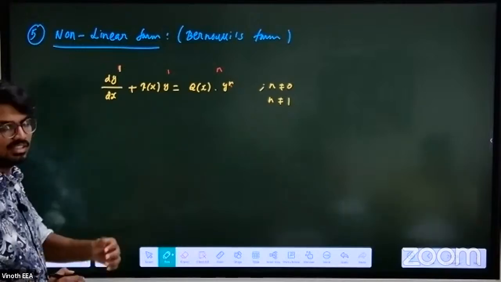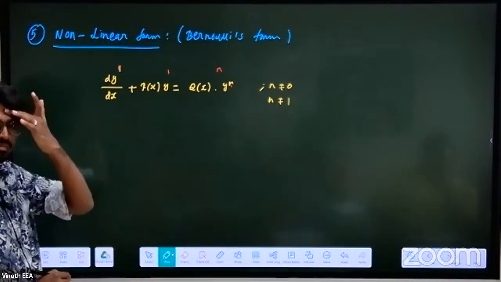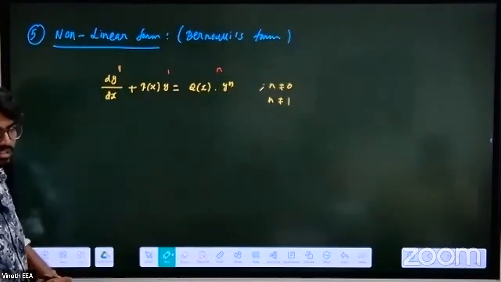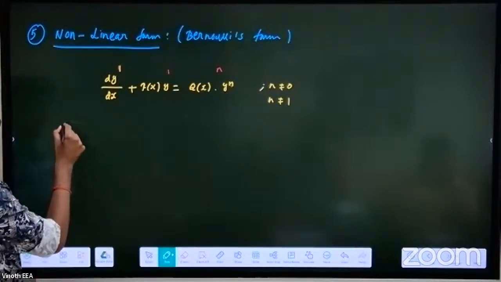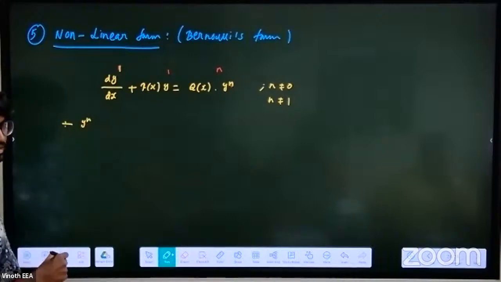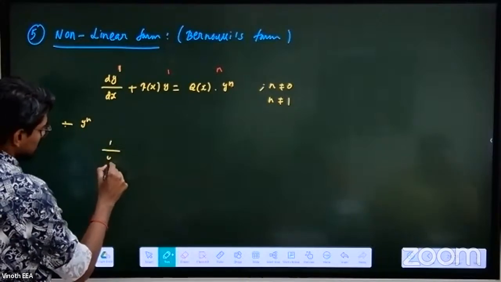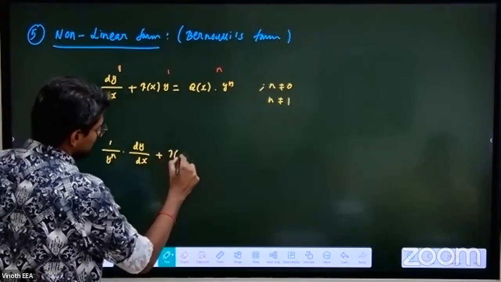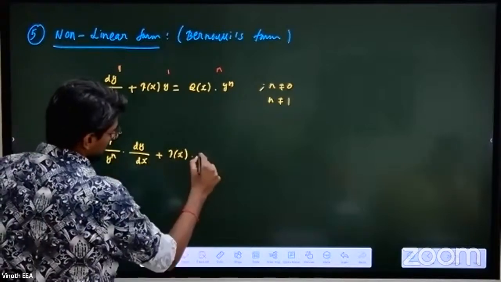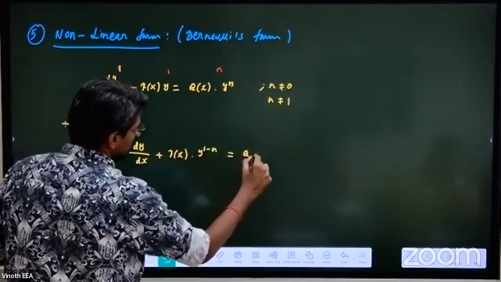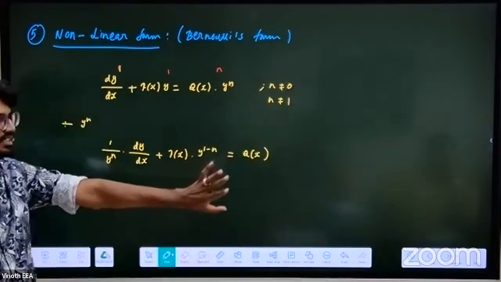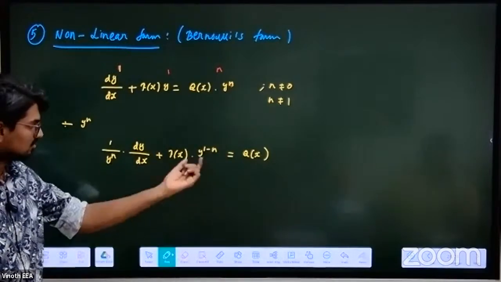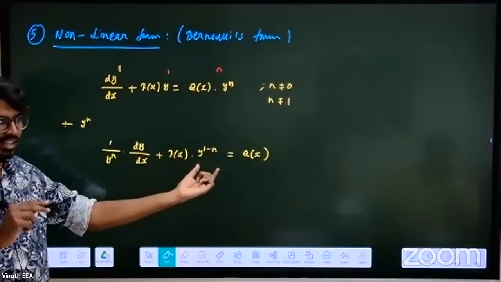Compared with the linear form, what is the issue with this method? The right hand side has an extra term y power n. So first I need to remove that y power n. Divide both sides by y power n. This becomes 1 by y power n into dy by dx plus p of x into y power 1 minus n, which is equal to q of x. Now the right hand side has been rectified. What other issue do we have? p of x into y power 1 minus n, but I need y power 1.